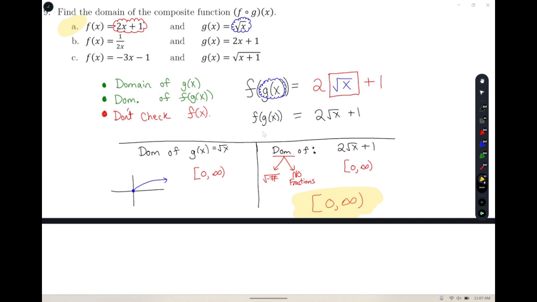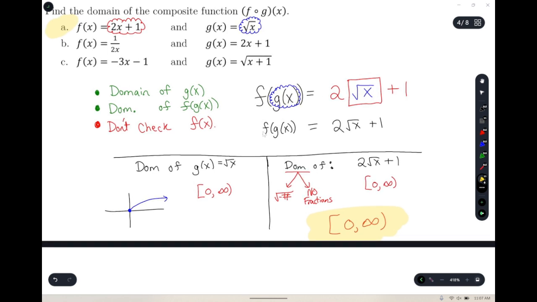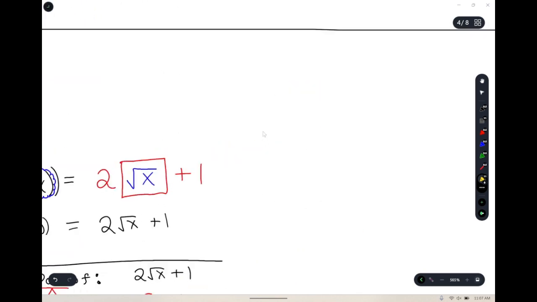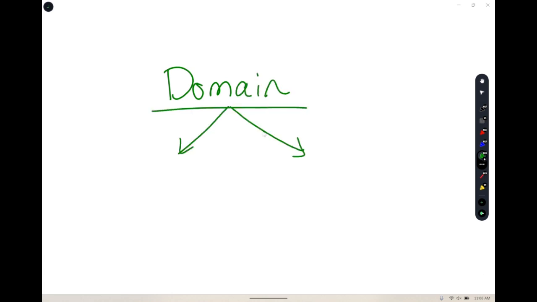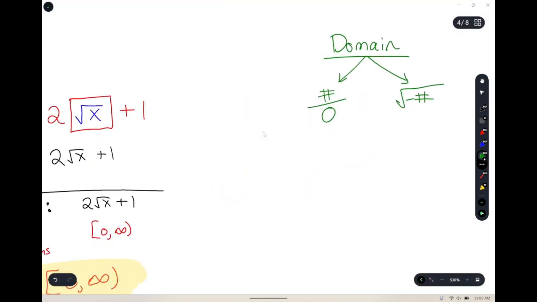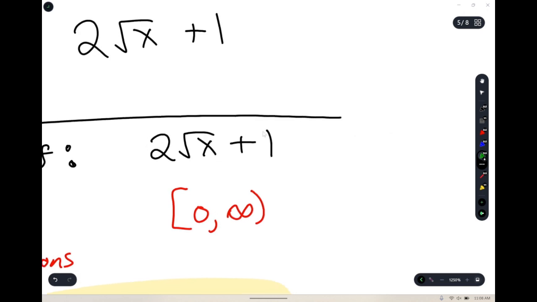You don't have to check f of x. Mm-hmm. Why does it start at 0? It starts at 0 because when you ask yourself, I don't even care, go over here. I don't care what on earth the equation is. When you see the word domain, you think two things. What are those two things? Number over 0 and negative square root. Hop back down there. Is there any way for it to be a number over 0 at all?